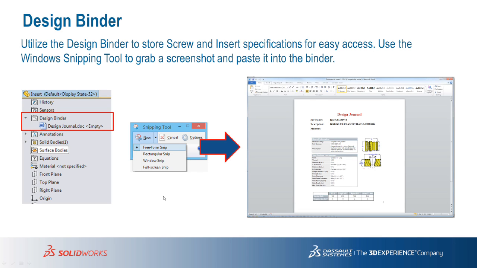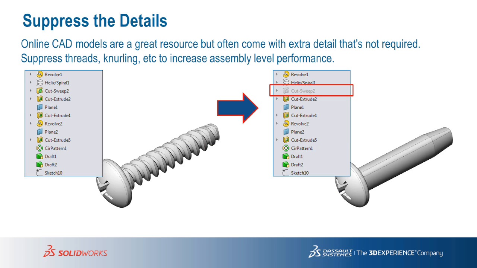The design binder's been around forever, but it's just a little known thing in SolidWorks. So throw the data sheet in the design binder, and suppress the threads on the fasteners and the inserts and all that extra junk that we don't want, that slows down SolidWorks.